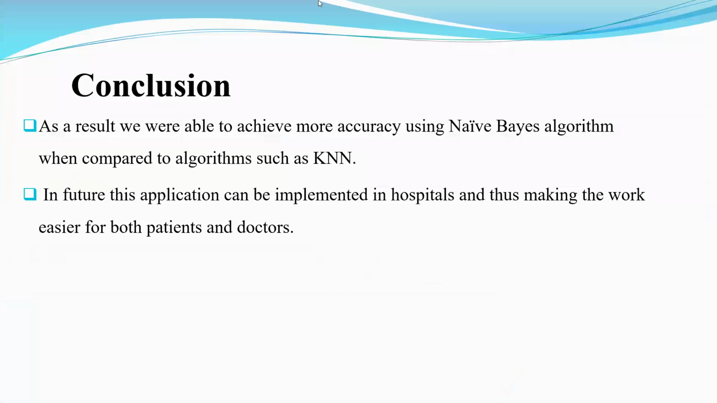Coming to the conclusion, as a result, we were able to achieve more accuracy using the naive-Bayes algorithm, because the accuracy of the naive-Bayes algorithm is 91% when compared to an algorithm such as KNN, where it is 87%. In future, this application can be implemented in hospitals, thus making the work easier for both patients and doctors.